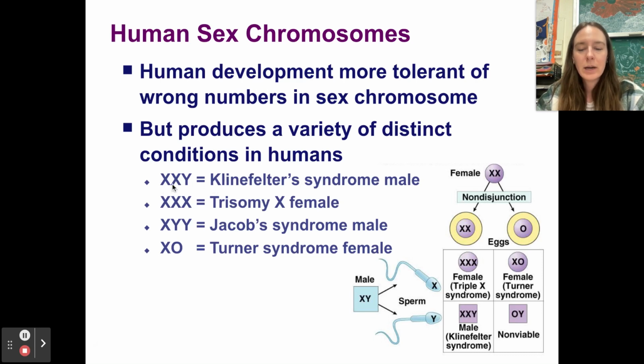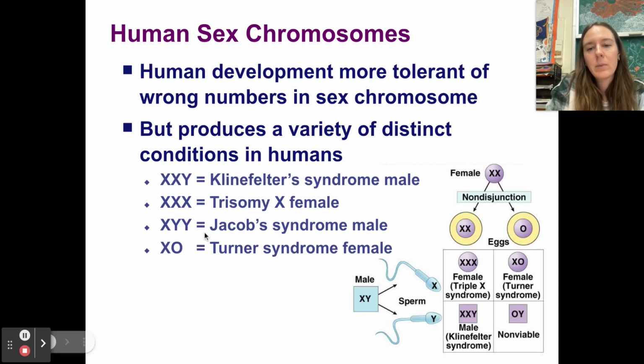So you could have two X's and a Y. This will be Klinefelter syndrome, XXX, or XYY, or XO. So this would be just an X chromosome. And this would happen, again, during non-disjunction.